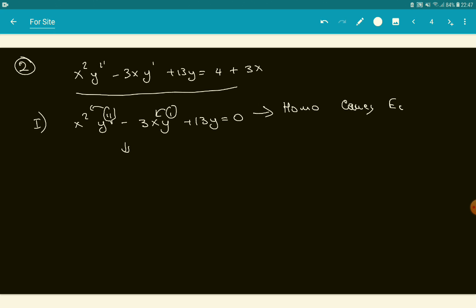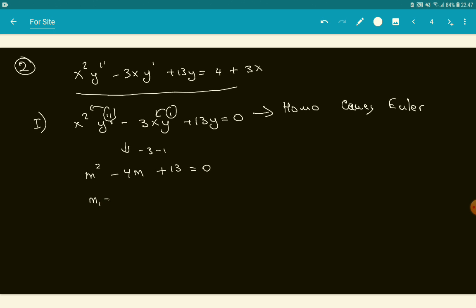Cauchy-Euler method. So when we write the auxiliary equation, we will write m squared minus 4m. I hope you understand why I wrote 4m. It is minus 3 minus 1 plus 13 is equal to 0.